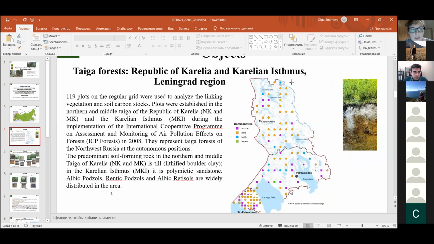In taiga forest, we conducted our research on the plain, and in this area, dominant trees were spruce, pine, birch, and aspen. The types of soils are albic podzols, carbic podzols, and albic retisols. They are widely distributed in this area.